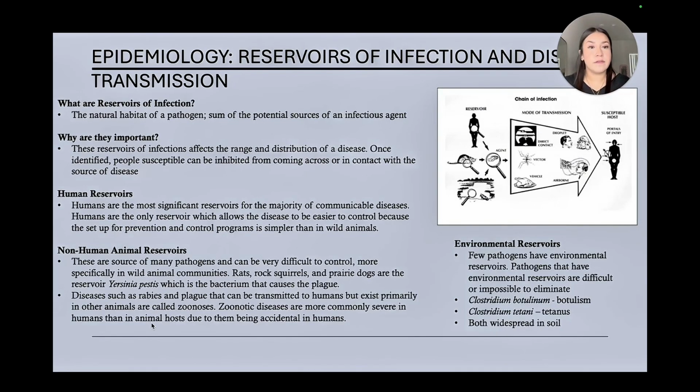Leading into reservoirs of infection, these are the natural habitats of a pathogen, some of the potential sources of an infectious agent. These reservoirs of infection are important because they affect the range and distribution of a disease, and once identified, people who are susceptible can be inhibited from coming across or in contact with the source of the disease.